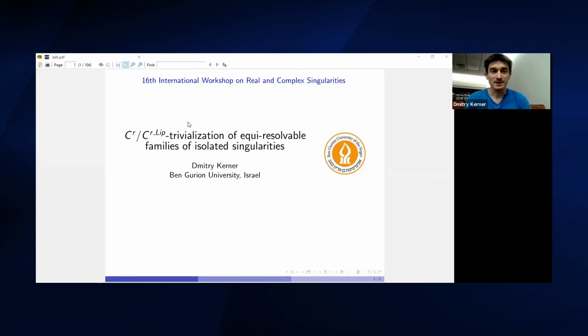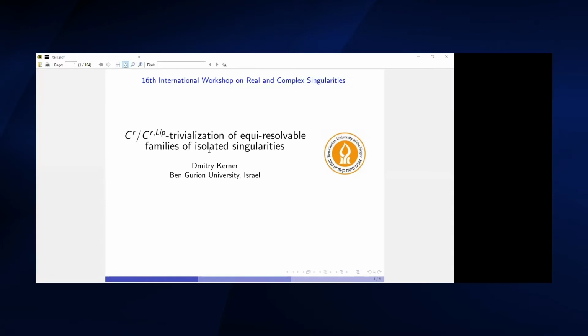So let's start. I will speak about the trivialization of equi-resolvable families of isolated singularities. And I will try to find a sufficiently differentiable trivialization. Yes, so maybe r times differentiable with continuous derivatives, or maybe even with Lipschitz derivatives. So let's begin.